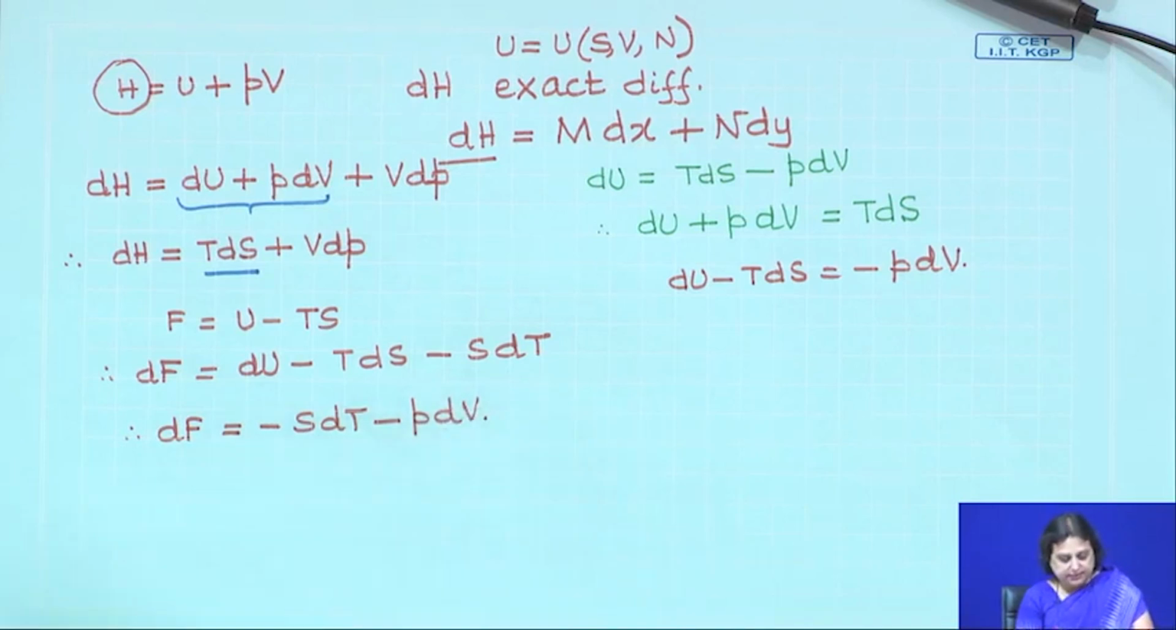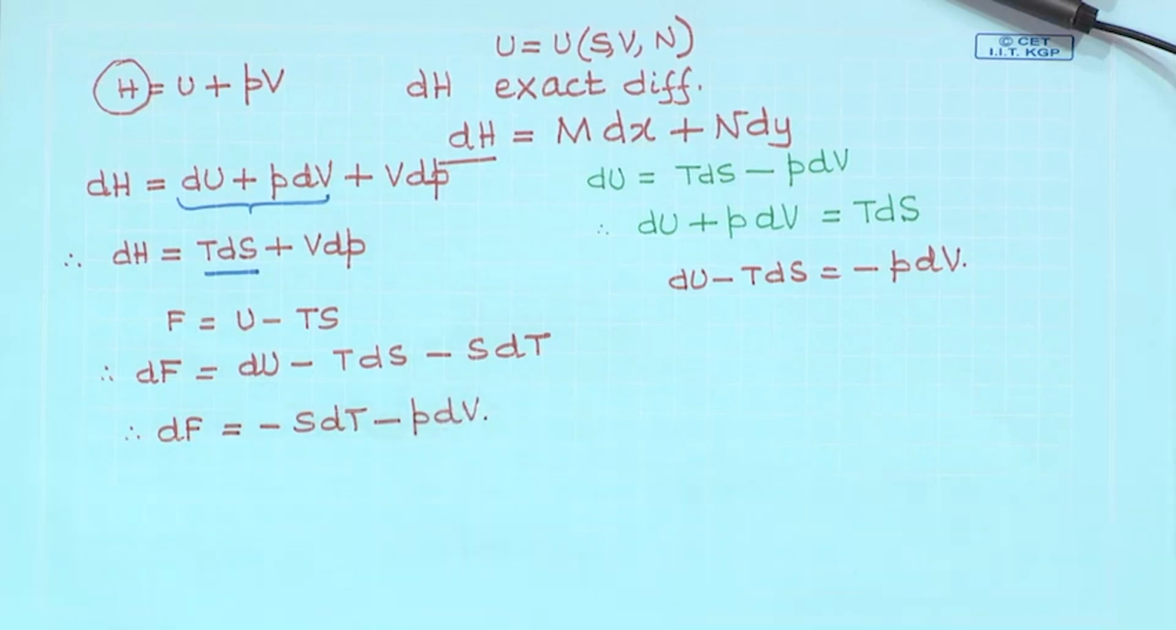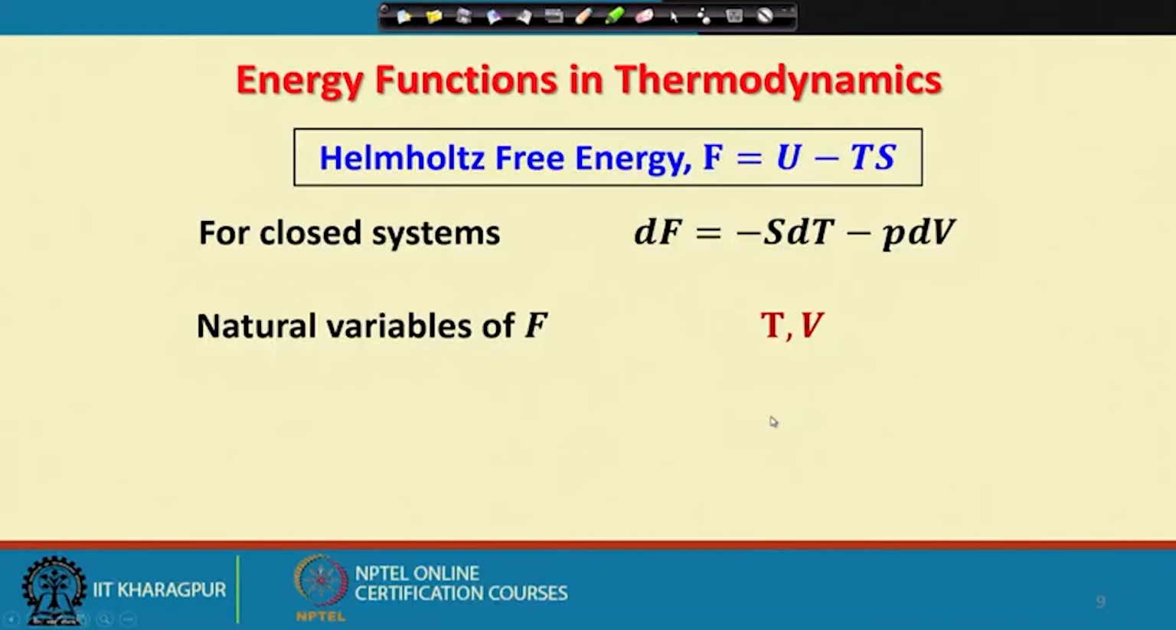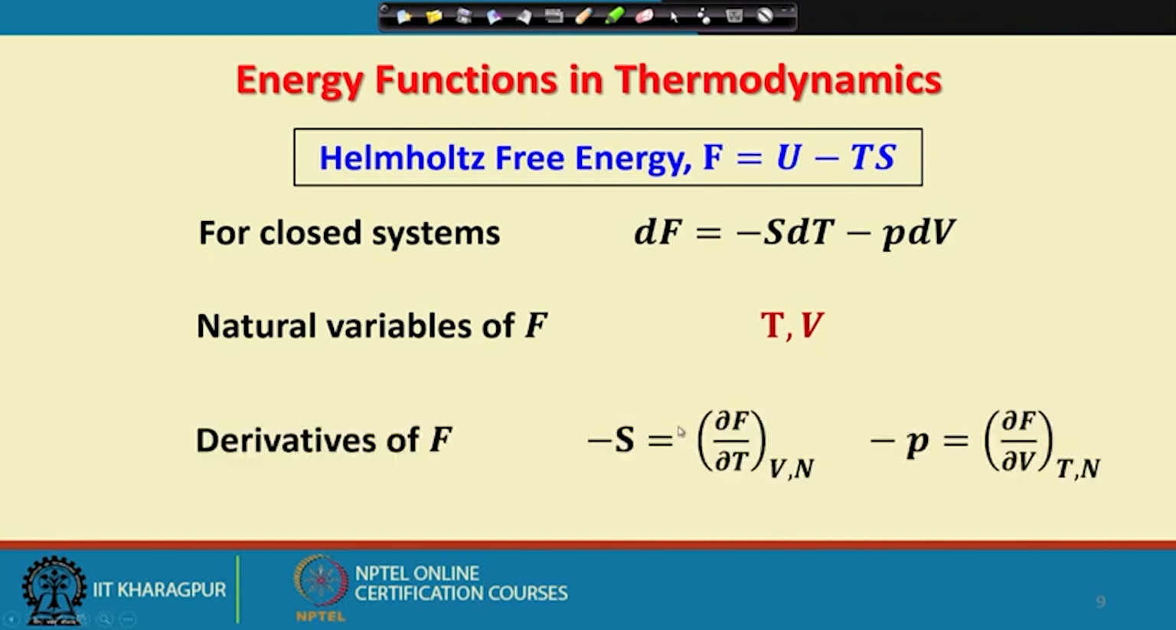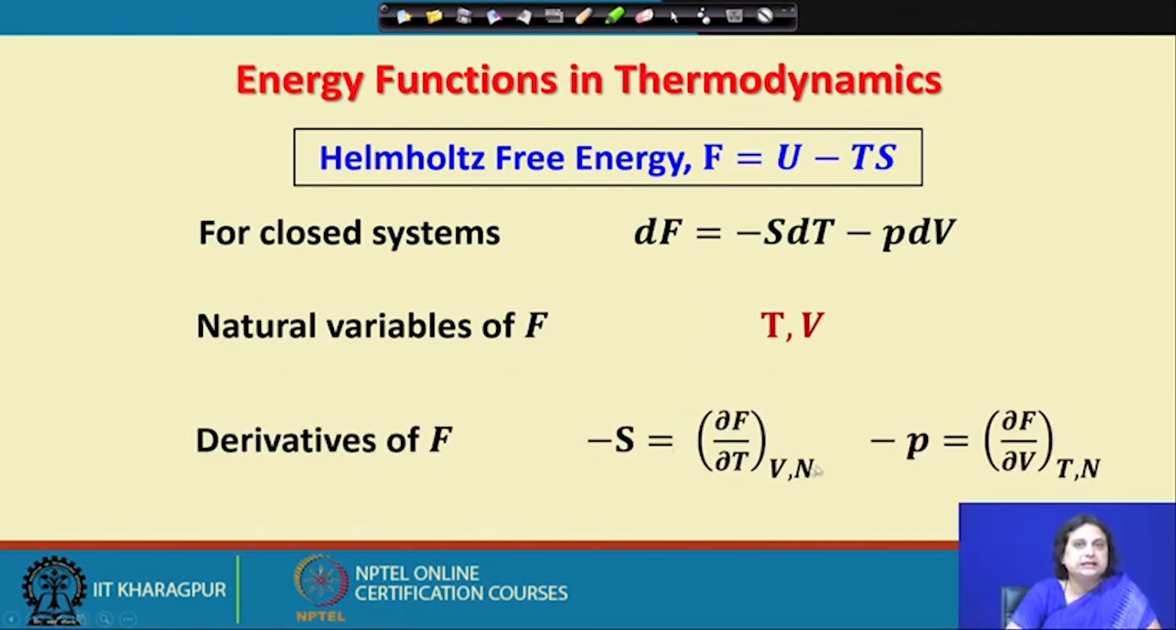Therefore, can I answer this question? What are the natural variables of F, the Helmholtz free energy? The natural variables of F are T and V, and of course, we are talking about closed systems, and therefore, N is held constant. And from the expression of dF, we can immediately conclude that minus S and minus P are the derivatives corresponding to the first partial derivative of F with respect to T, keeping V and N constant, and del F del V keeping T and N constant.